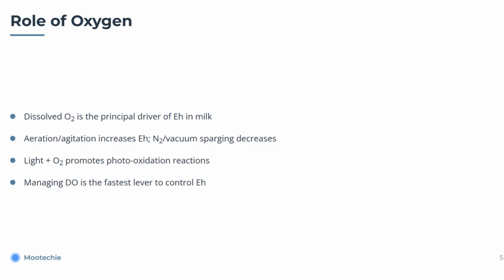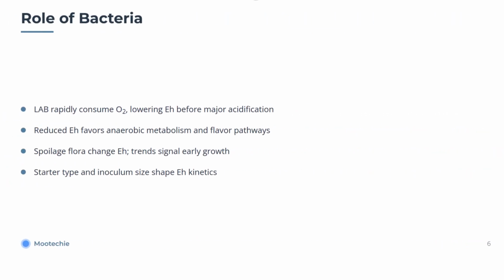Now let's understand the critical role of oxygen. Dissolved oxygen is the principal driver of EH in milk. Aeration and agitation increase the EH, while deoxygenation lowers it. Furthermore, when light combines with oxygen, it promotes photooxidation reactions. So managing dissolved oxygen is the fastest and most direct way to control the redox potential in milk.